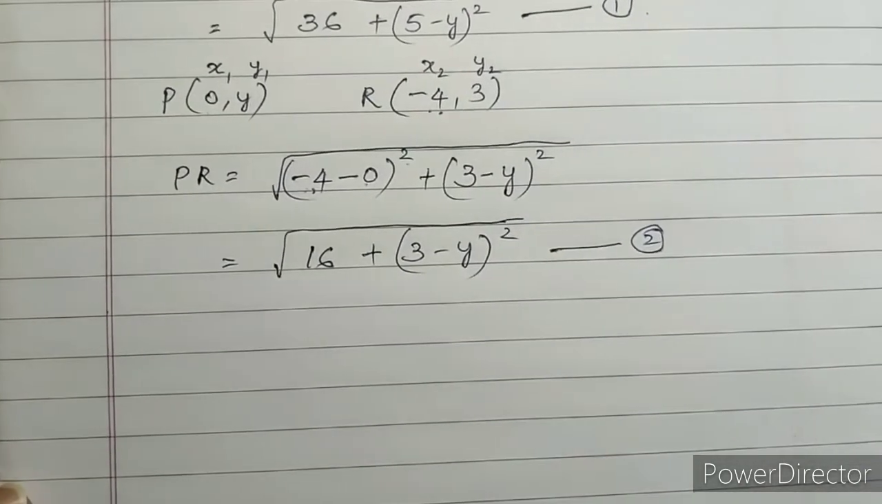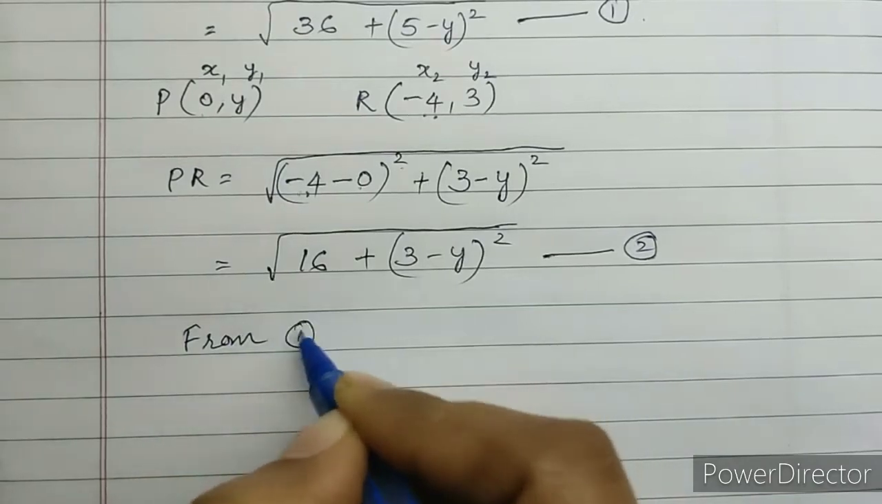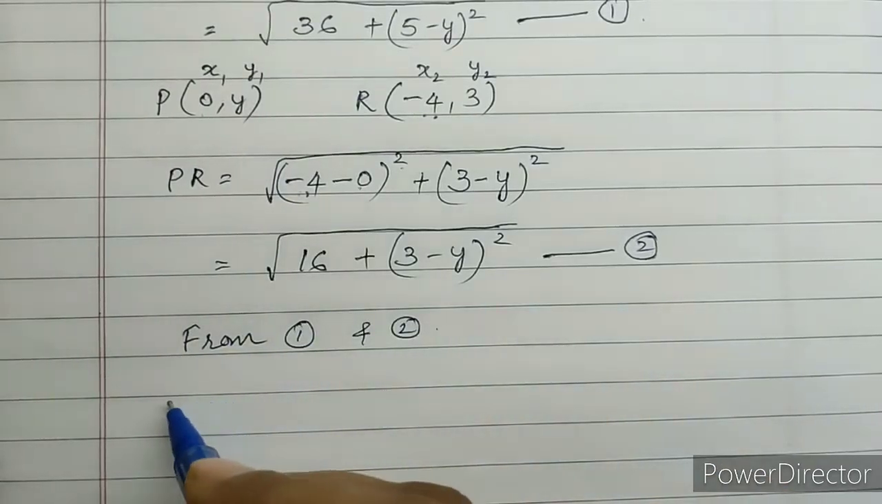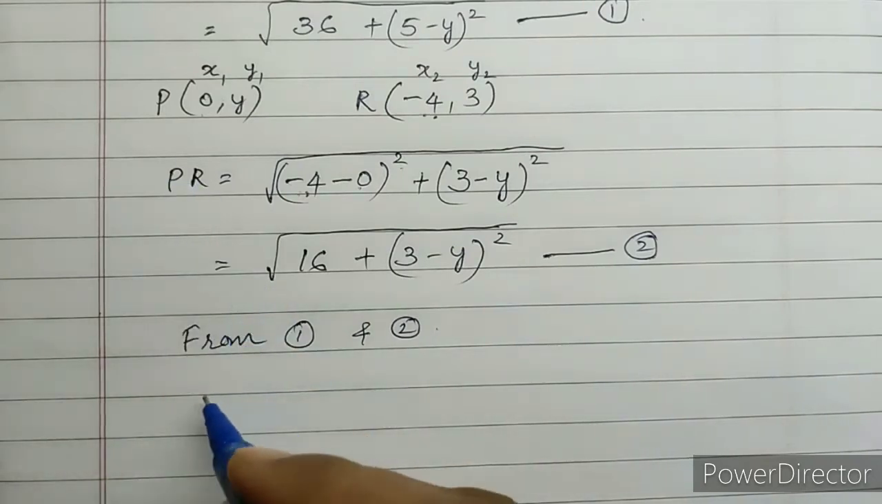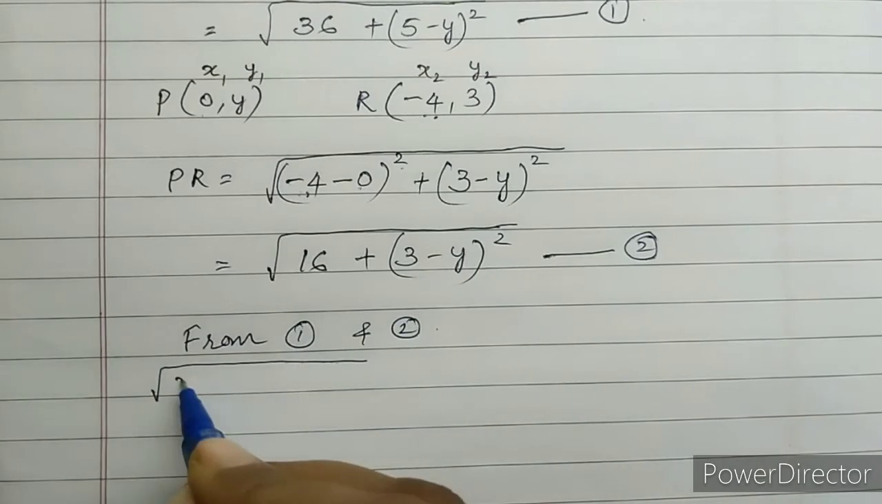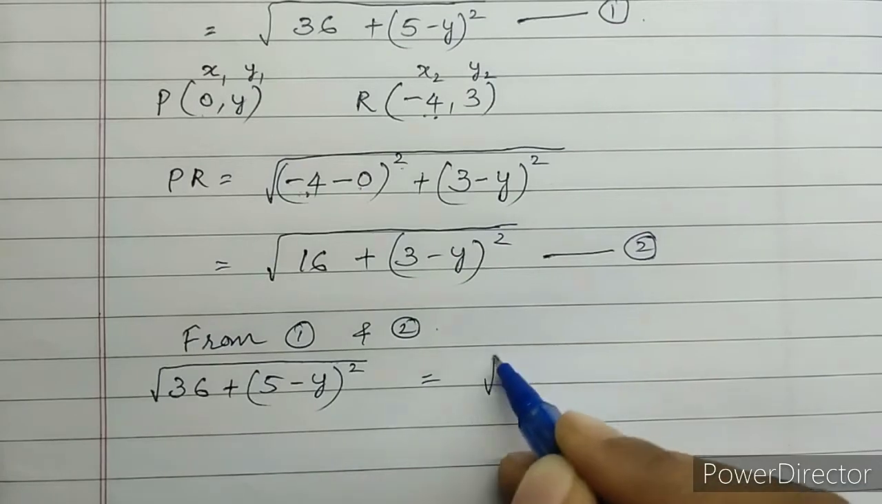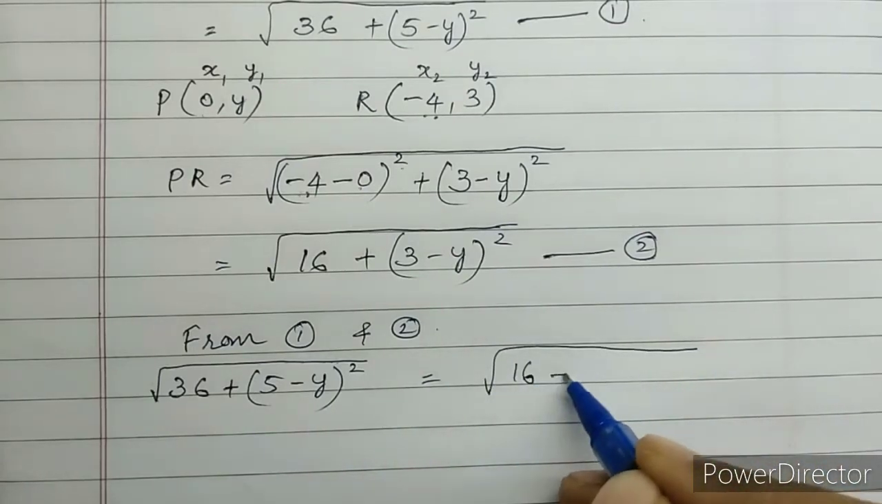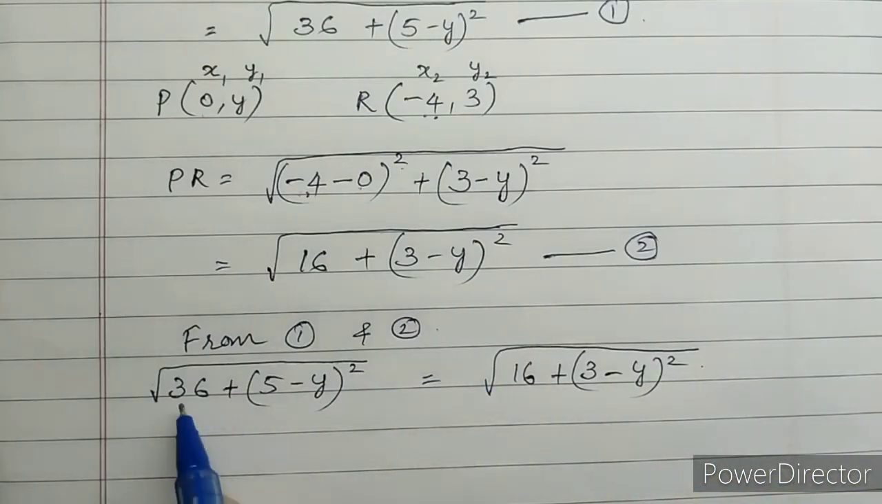Now from 1 and 2, what can you write? They both are equal, it's already given in the question. So from 1 and 2, the LHS portion PQ is equal to PR, so the RHS you can equate. Square root of 36 plus (5 minus y) the whole square equals square root of 16 plus (3 minus y) the whole square. So the square root you can cancel, by squaring both the sides. You can write the step like that, squaring both the sides.